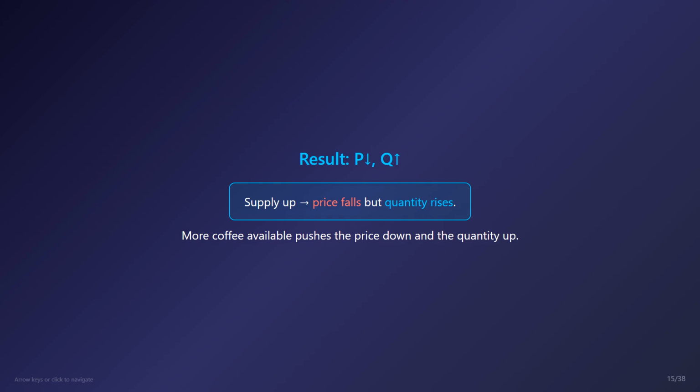The result: the price falls but the quantity rises. With more coffee available, sellers compete and the price drops, and at that lower price buyers happily take a larger quantity. Supply up means price down, quantity up.